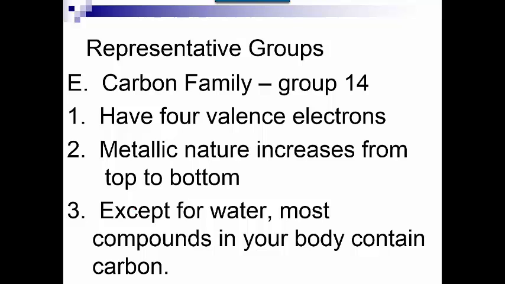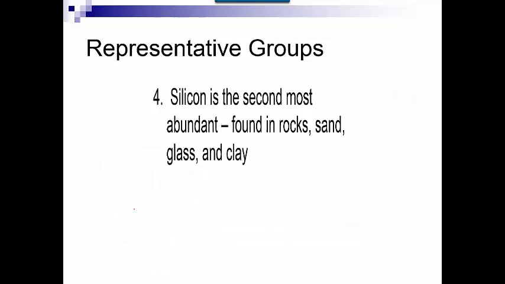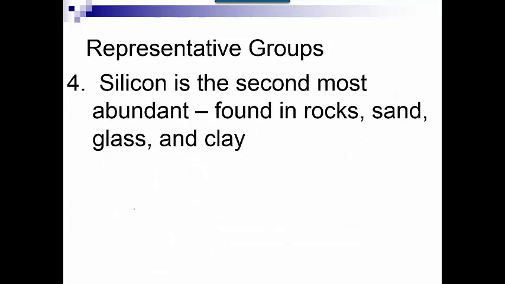Except for water, which is the most abundant compound in your body, carbon is the most abundant element that you have in your body. Proteins, carbohydrates, fats, lipids, they're all carbon based. Silicon is another element within this family. It's right underneath carbon, and it's the second most abundant, and it's found in just a wide variety of things: rocks and sand, glass, clay, all those things have silicon in it.